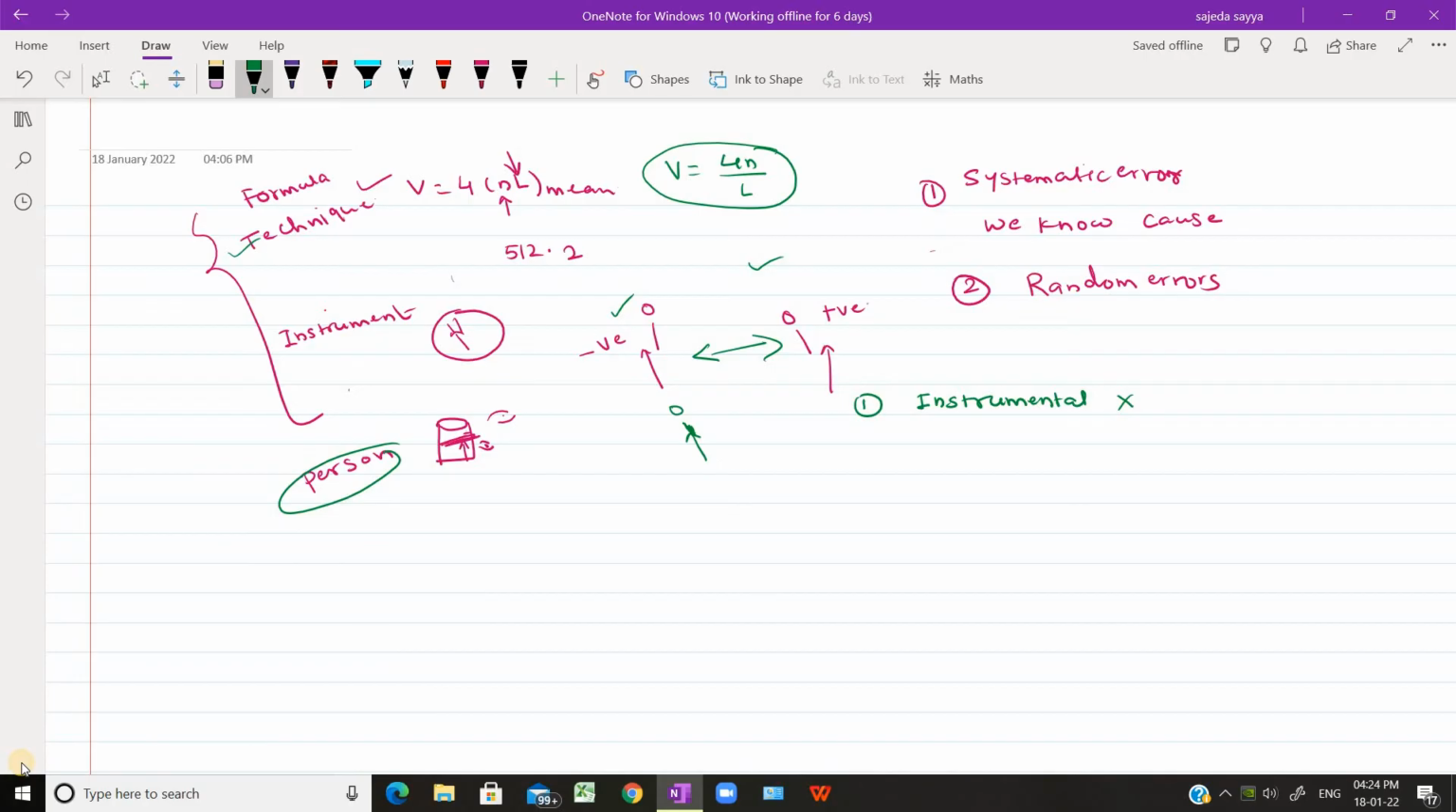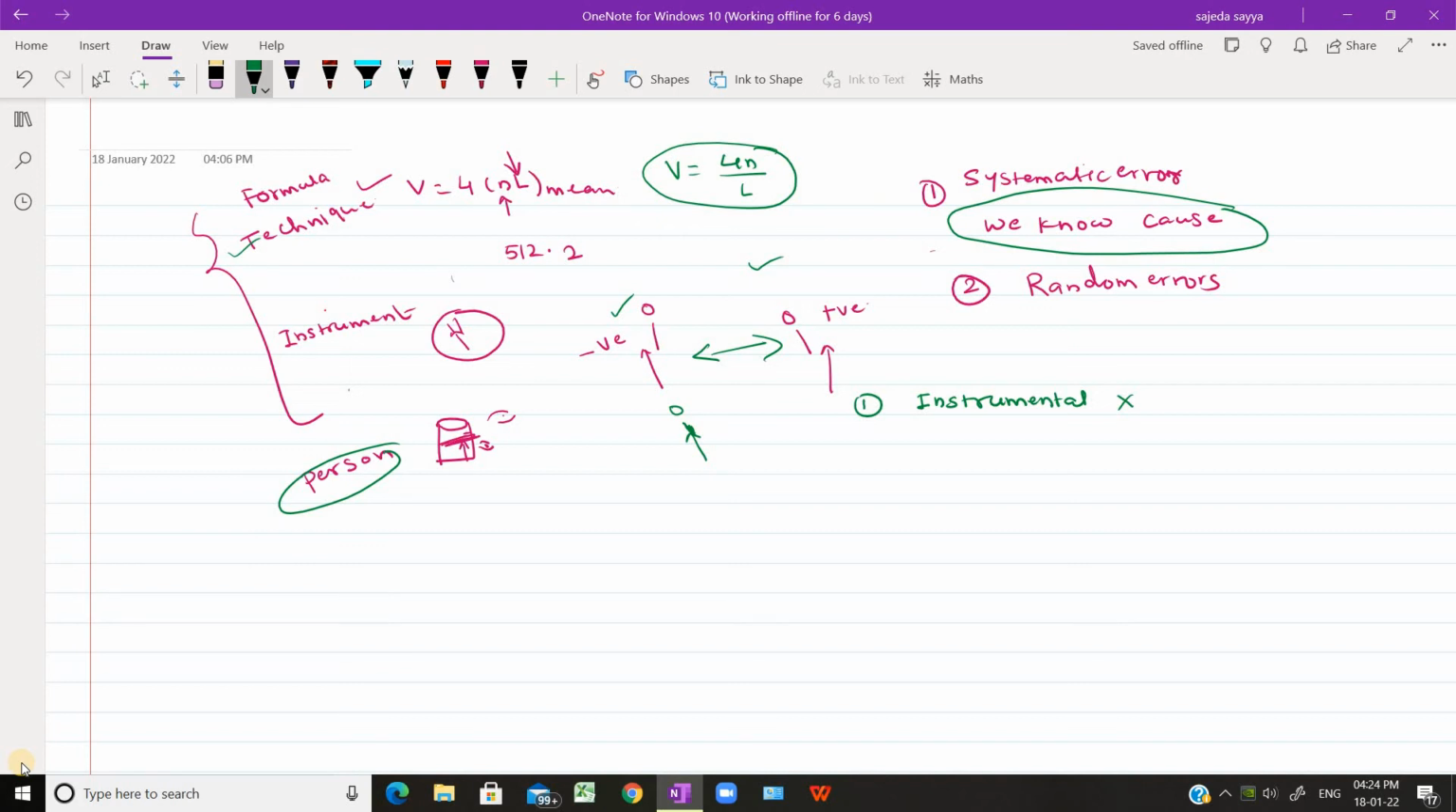If the causes are known, then minimization of systematic error is very easy. Now the second type of error is called random error. These random errors occur due to some unknown reason, and they are beyond our control.